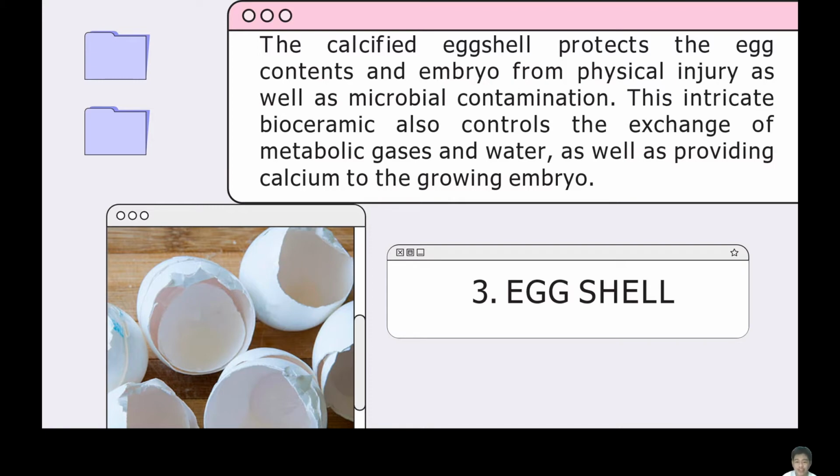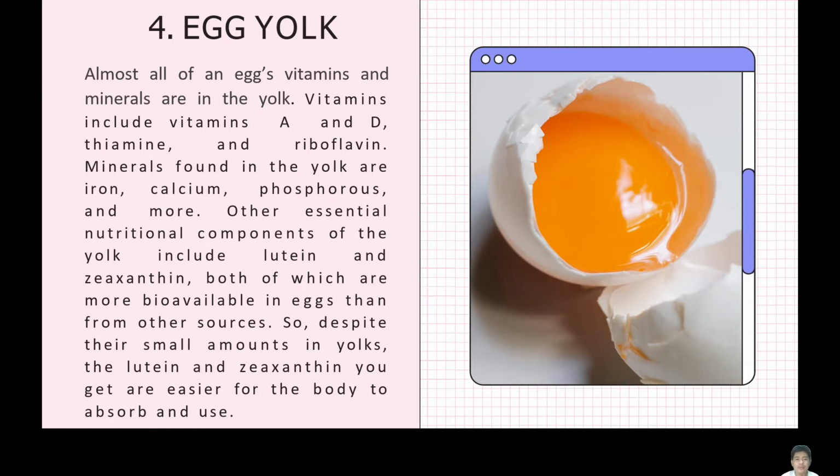So it provides calcium. So this is the example of eggshell. The next one is egg yolk.